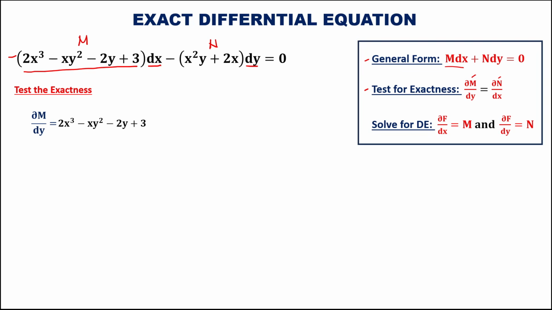this is equal to 2x^3 minus xy^2 minus 2y plus 3. Then to find the partial derivative, take note, since this one is dy, the variable is y, and the other variable, x, becomes a constant. So to find the partial derivative for this term, since there is no y, this term becomes a constant, and the derivative of a constant is 0.